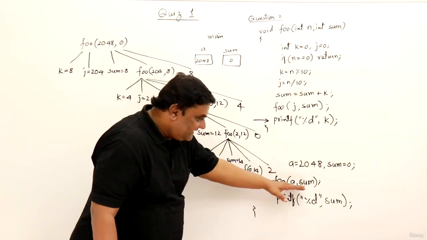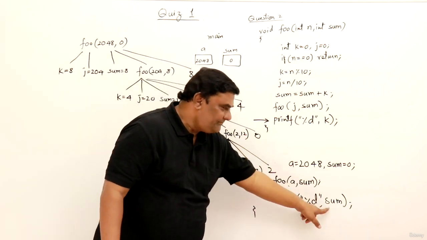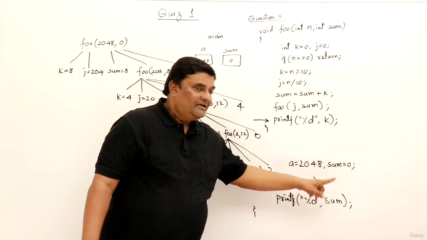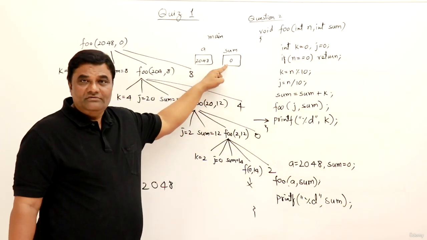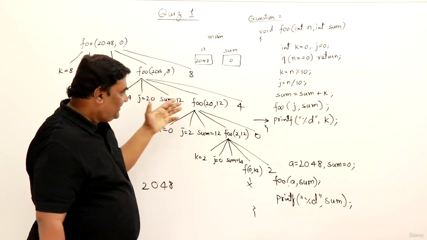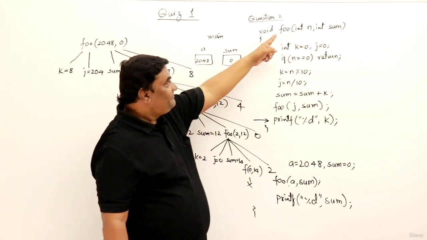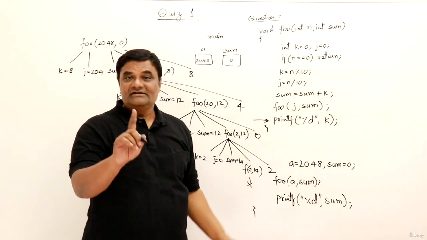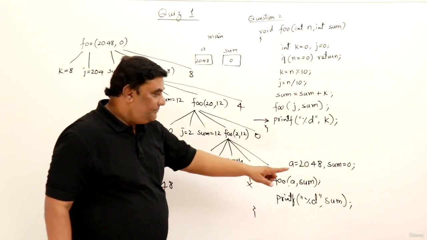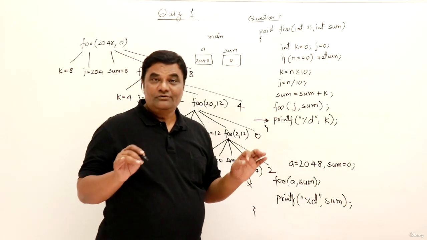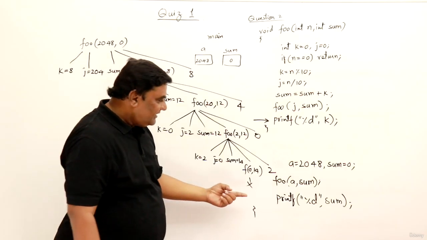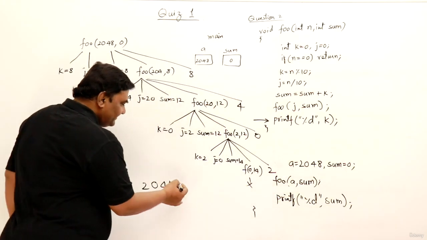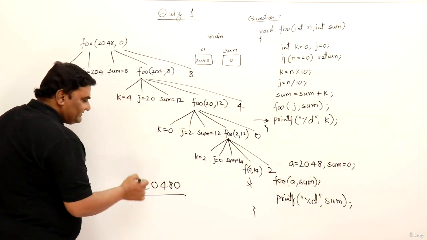Now, next step, print sum. Which sum? Main function sum. How much is it? 0. This is not changed. No, it became 14. This was belonging to foo function. It doesn't belong to main function. Main function sum is 0 only. It is called by value. It is not modified. So print sum is 0. Yes, this is the answer.